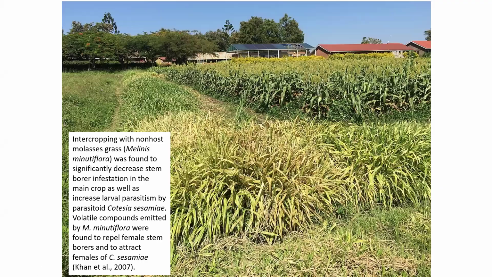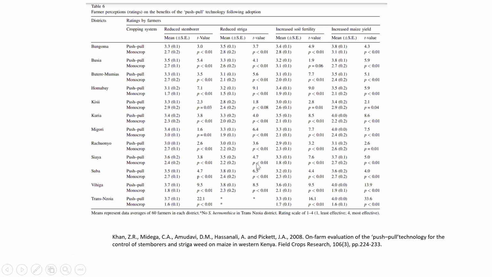So other types of push-pull systems exist. Here we have sorghum intercropped with a non-host molasses grass, and it reduced the pest, and you can see the attractant crop growing on the outside of the field. And of course, this can be used for fodder, it could be used for mulch, it can be used for other things.